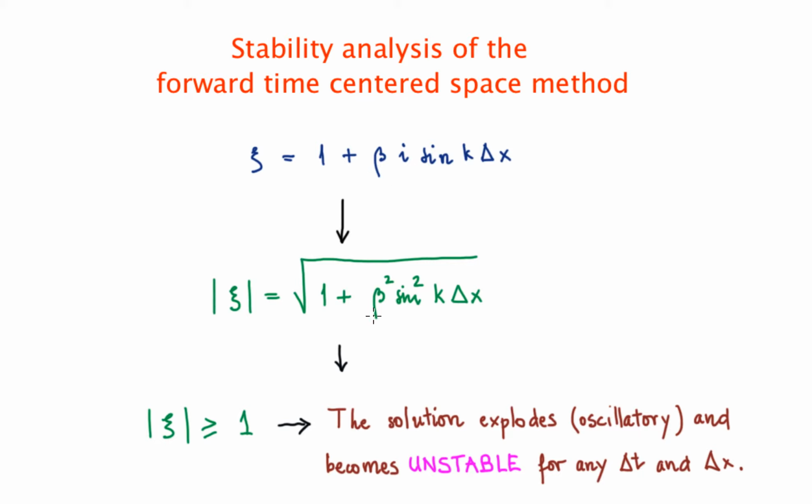imaginary part, which is beta squared sine squared k delta x. As you can see, beta squared is going to be positive and the sine squared is always positive. Because of that, the modulus of eta is always going to be bigger than or equal to 1 in all cases. That's why, as you can see here, it's always greater than 1, which basically means that the solution we have is unstable because it will explode or oscillate, and the system is therefore unstable for any delta t or delta x you will consider. In all the cases, the system is unstable.